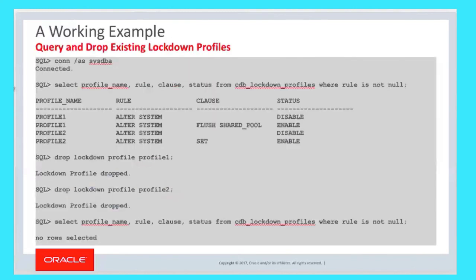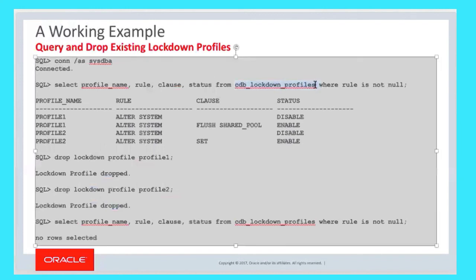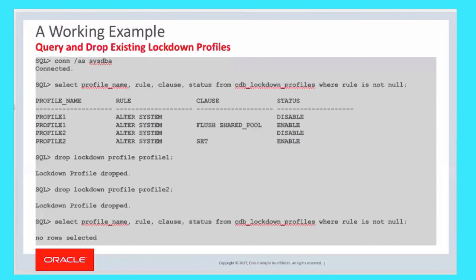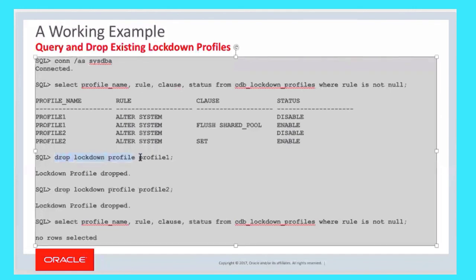Querying lockdown profiles and dropping them is pretty straightforward too. We have two views. In this example, we are showing CDB_LOCKDOWN_PROFILES, but you can also query DBA_LOCKDOWN_PROFILES from your PDB as well. Then you will be able to see which lockdown profile there is, and whether it's set in your PDB or not. To drop a lockdown profile, you say drop lockdown profile and then the profile name, and that's pretty much it.